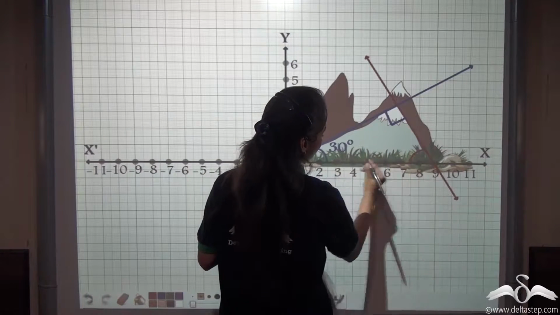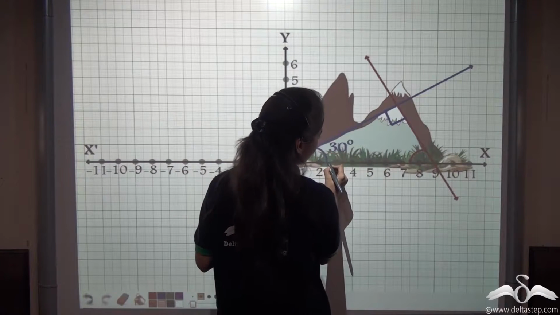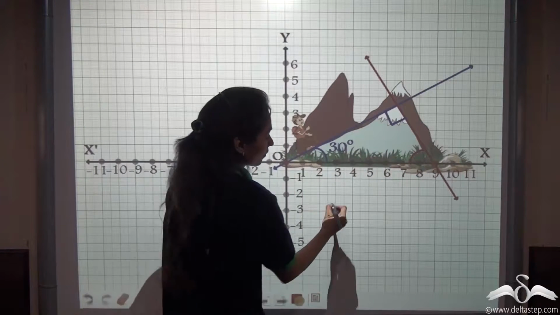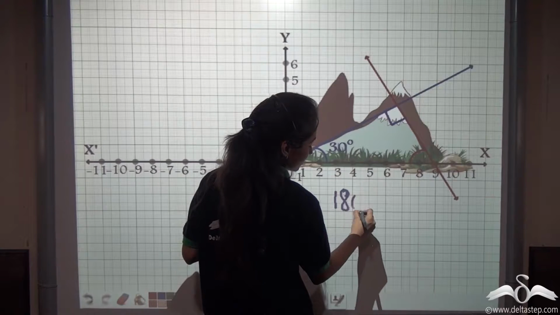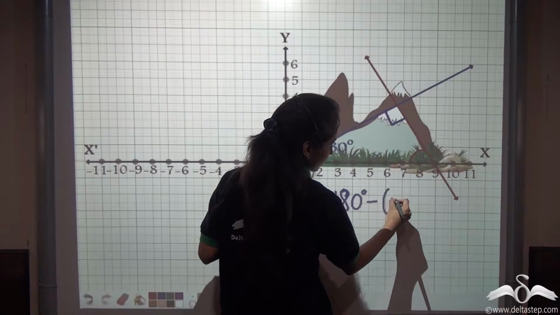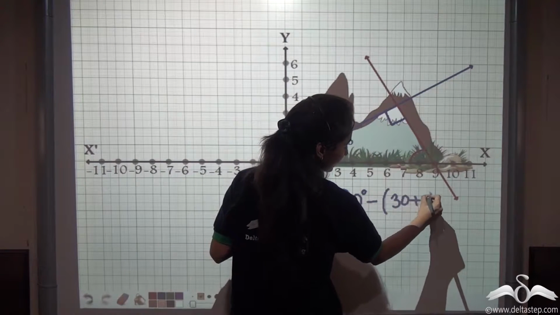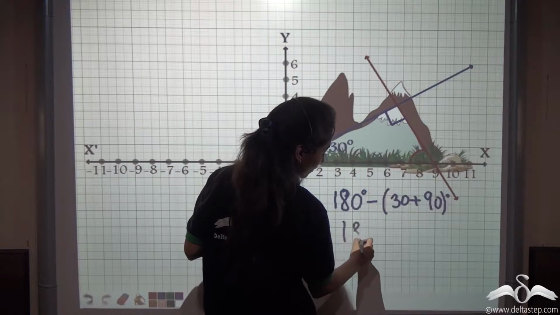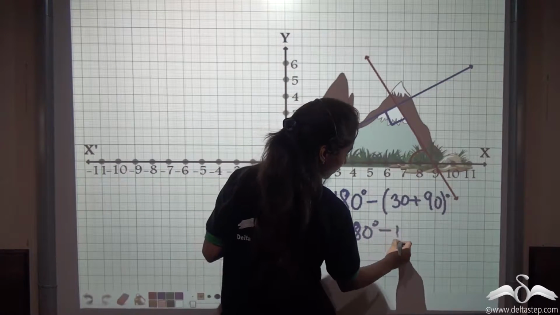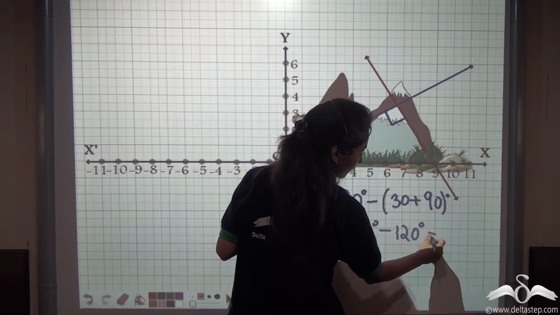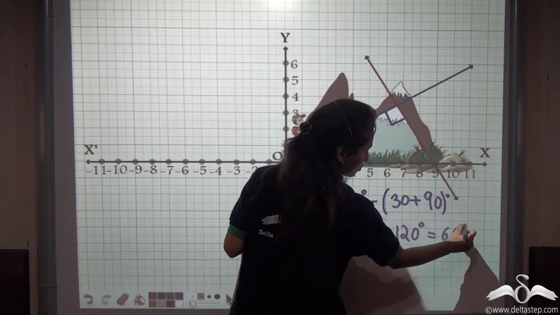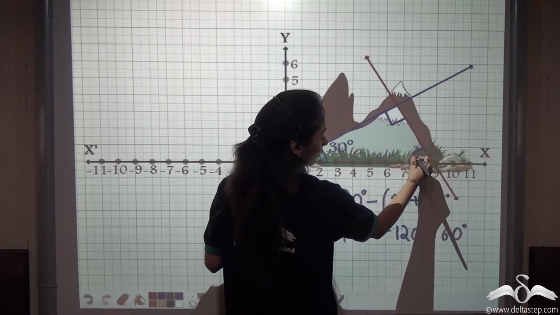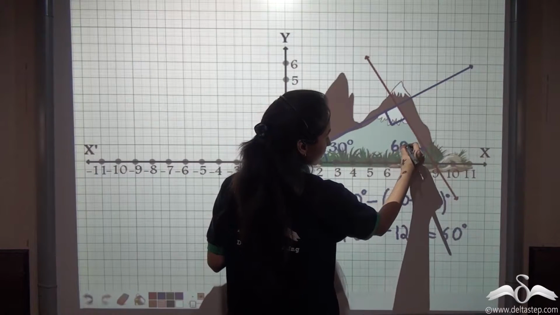In this triangle, we can see that this is 30 degrees, this is 90 degrees. So what will be this angle? This is 180 degrees minus (30 plus 90), or we can say 180 degrees minus 120 degrees, which will give us 60 degrees. So we found out what this angle is, that is 60 degrees.